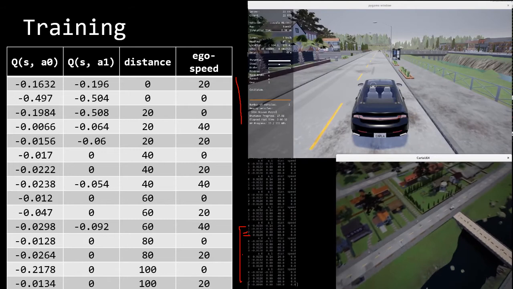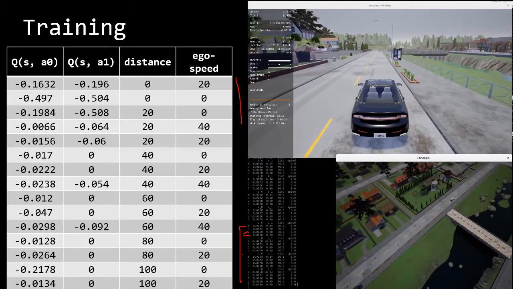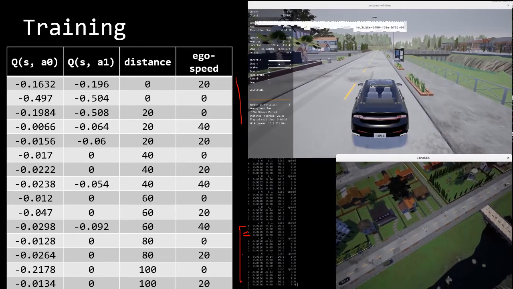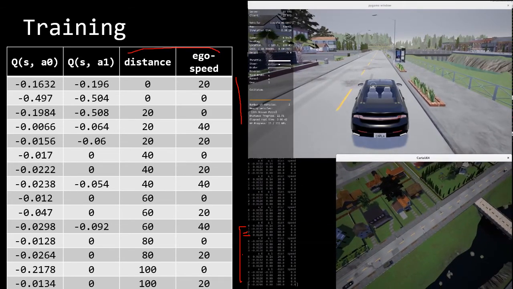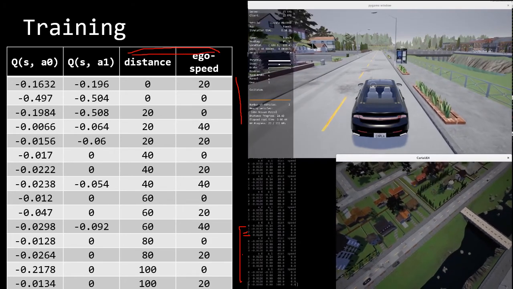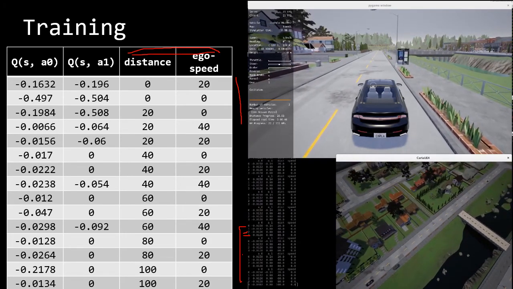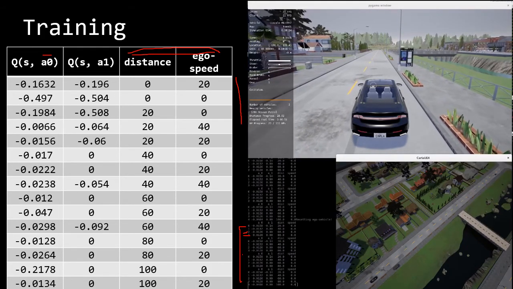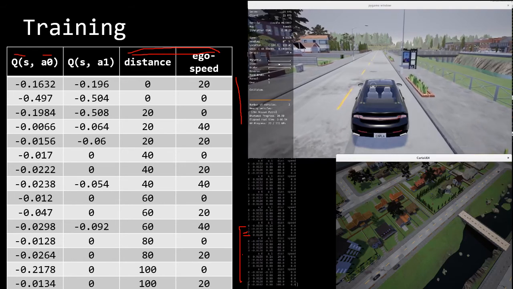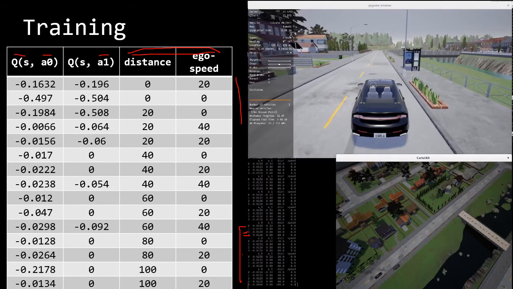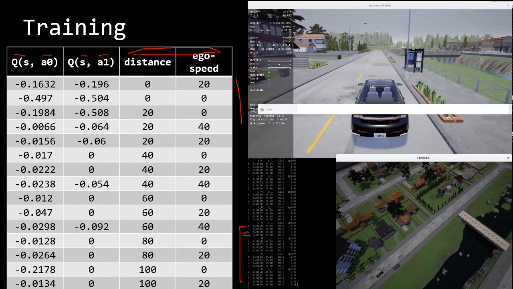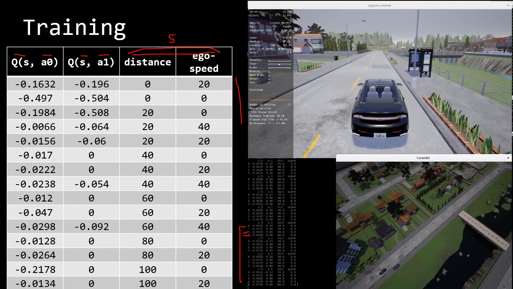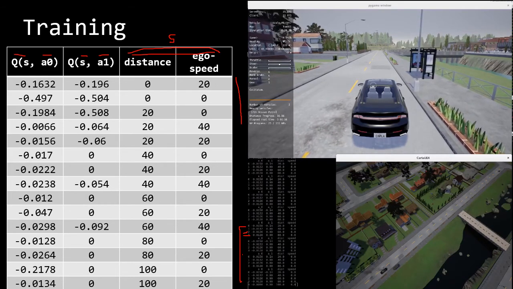So the agent is, by experience, discovering new and new states. And for each of these states, so these two rows represent the state, it tries to assess how good it is to take the action A0 being in S. This is the Q(S, A0). And how good is it to take A1 being in S? This is why you need an S, which is there. And it does that for each of the states it encounters.